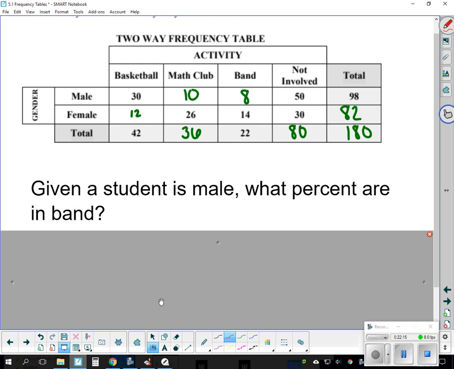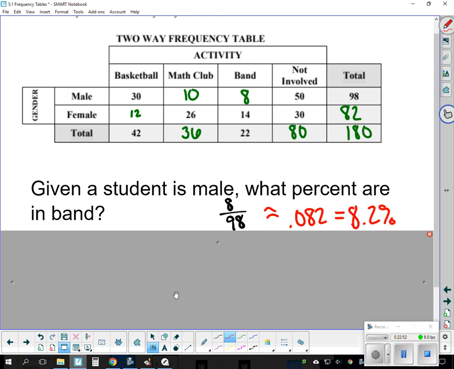Anyway, so the two questions. Given a student is male, what percent are in band? So you're given that they're male. So that's the total you're going to work with. So total male students would be 98. What percent are in band? That would be 8. So like I'm saying, you're not necessarily going to have to fill out the chart every time, but you're going to have to be able to find the same data that we had in those charts. So 8 divided by 98 gives me 0.082. So what percent is that? That would be 8.2%.